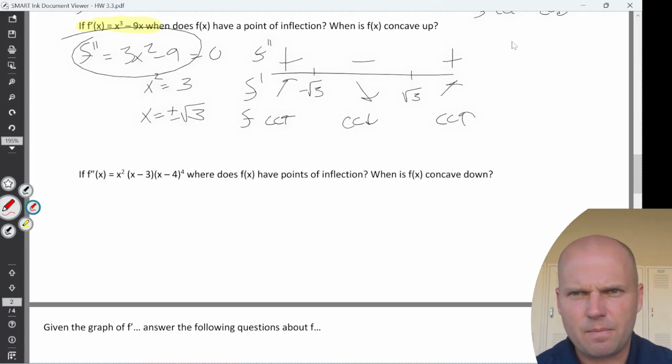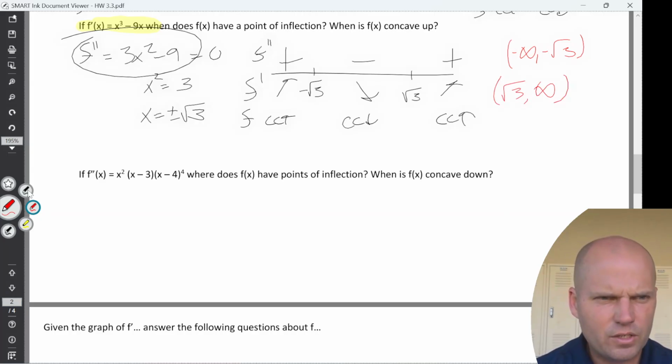When is f concave up? From negative infinity to negative root 3, and from root 3 to infinity. When does f have a point of inflection? Points of inflection are going to be at x equals negative root 3 and x equals positive root 3.